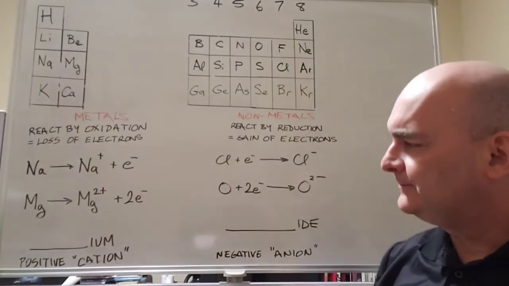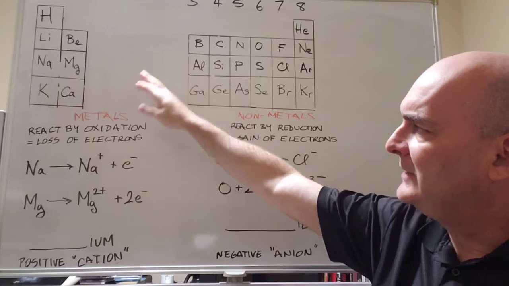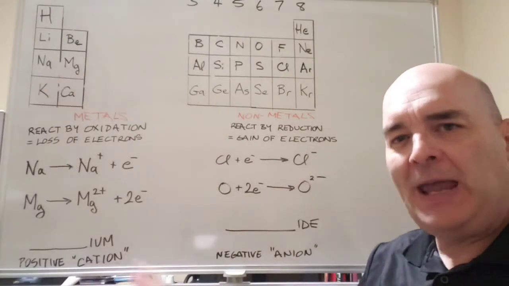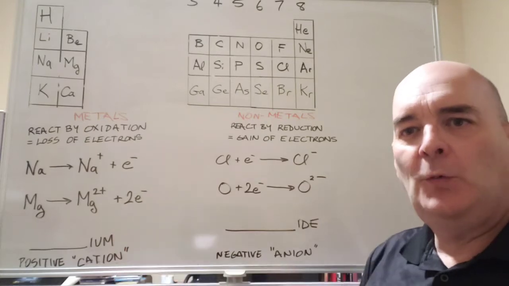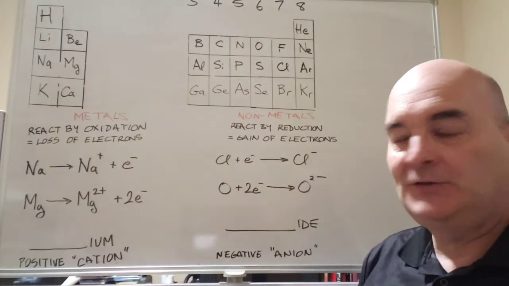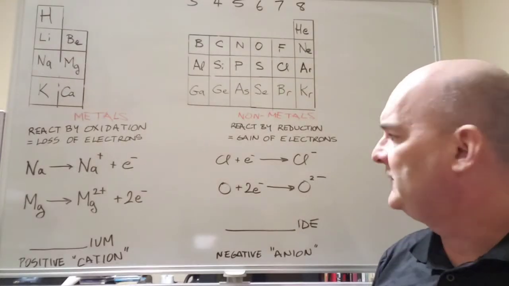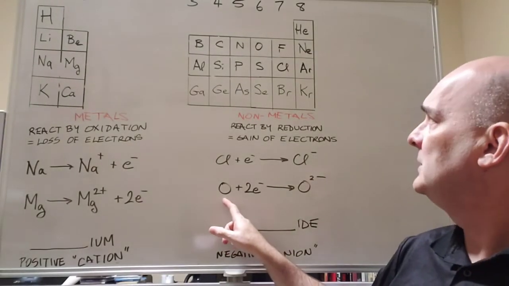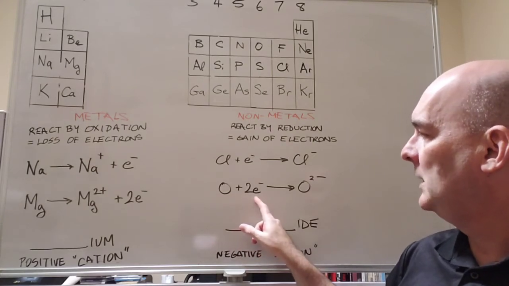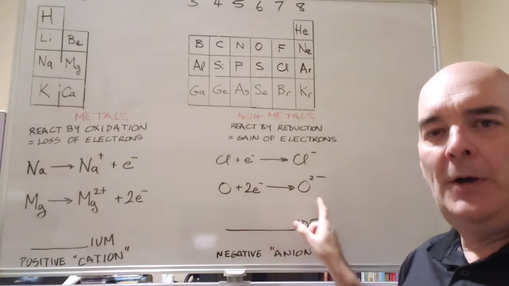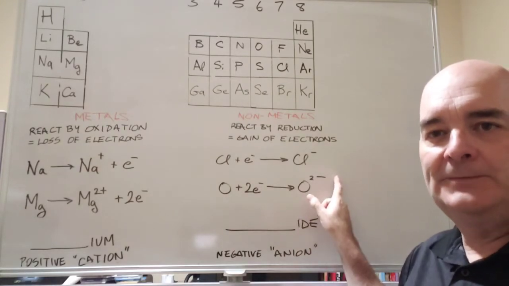The metals lithium, sodium, potassium, beryllium, magnesium, calcium all end in "ium" anyway, but "ium" at the end of a word means positively charged. "Ide" at the end of a word means negatively charged. Oxygen, because it's in group 6, will gain 2 electrons and become oxide, which is O2-.